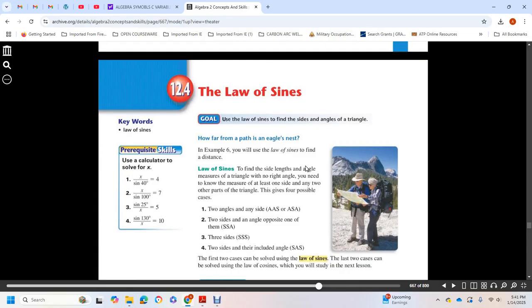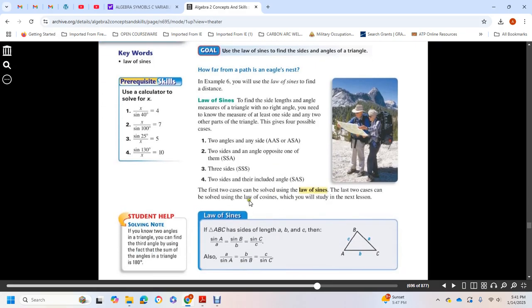Alright, 12.4, law of sines. The law of sines is used to find the sides and angles of a triangle with no right angle, given the measure of at least one side and two other measures of the triangle. The possible cases are: two angles and a side, two sides and an angle opposite one of them, two sides and the included angle, and three sides. The first two cases are solved with the law of sines. The last two cases are solved with the law of cosines, studied in the next lesson.